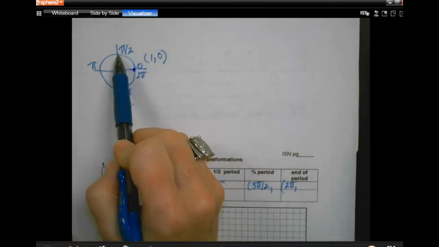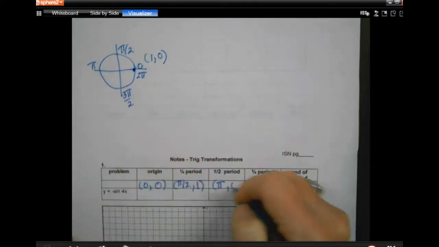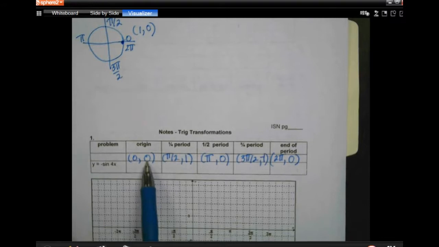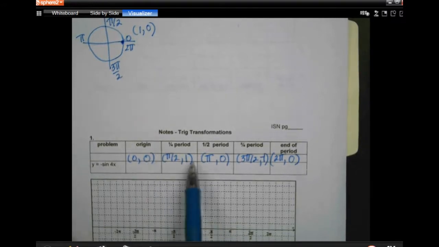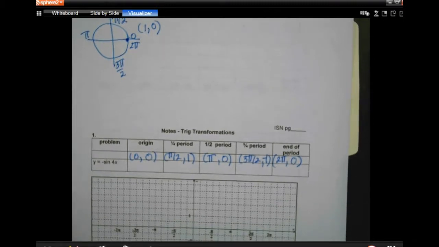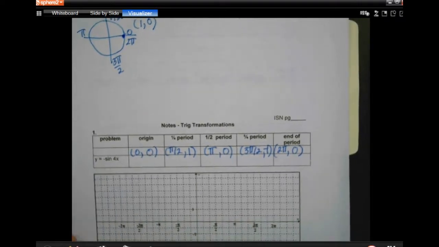What's the y value at pi over 2? 1. At pi, what's the y value? 0. At 3 pi over 2, negative 1. And at 2 pi, it's back to 0. So for those of you who think memorizing is hard, sine always starts at 0, and these alternate: 0, 1, 0, negative 1, 0. If you can't memorize, you should learn the pattern, because this isn't going to be up when you take your test. So next, I moved it to Tuesday.